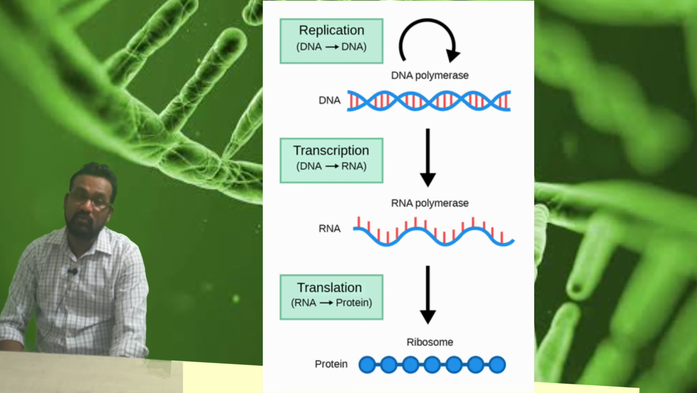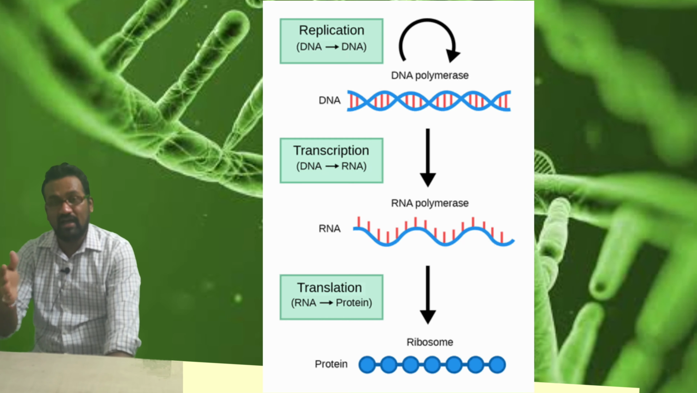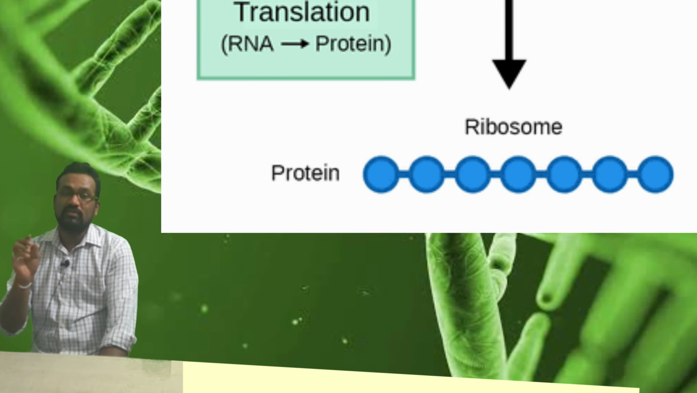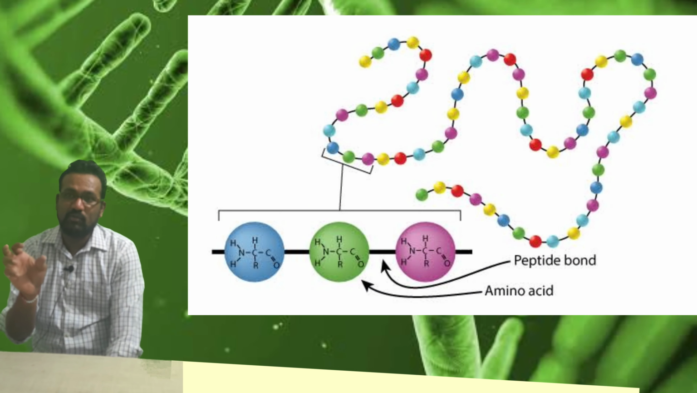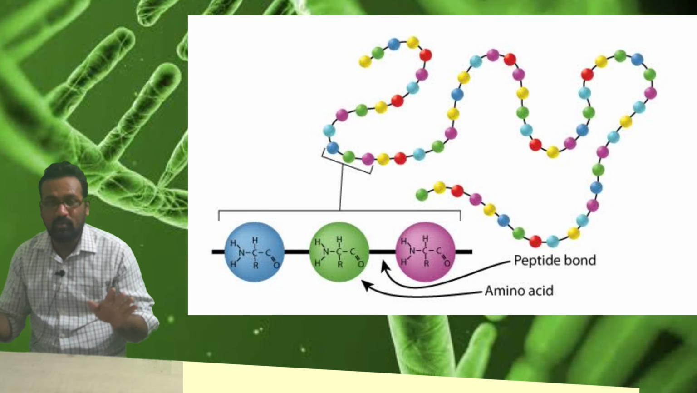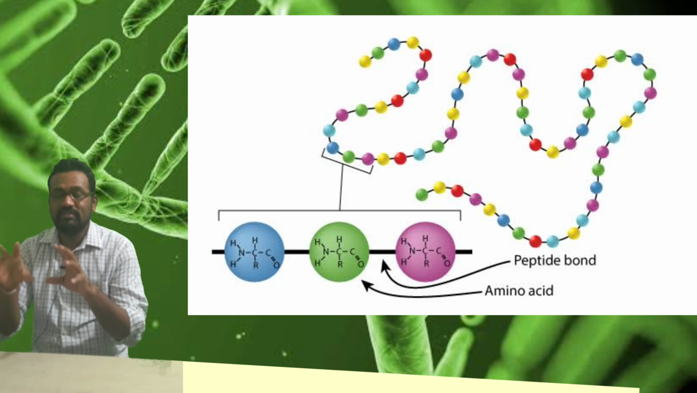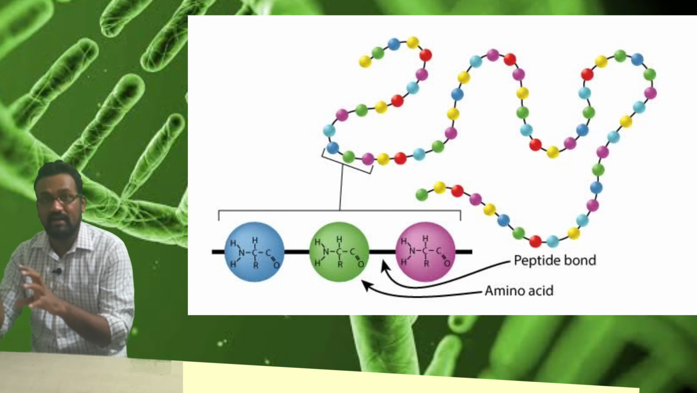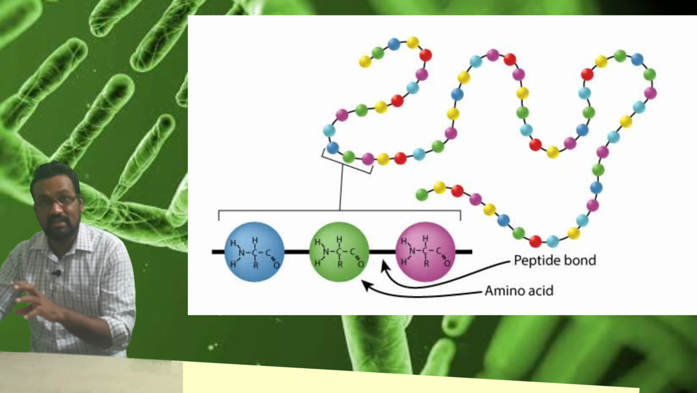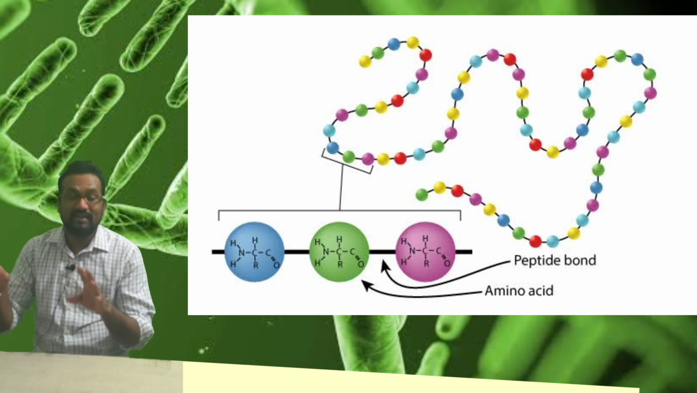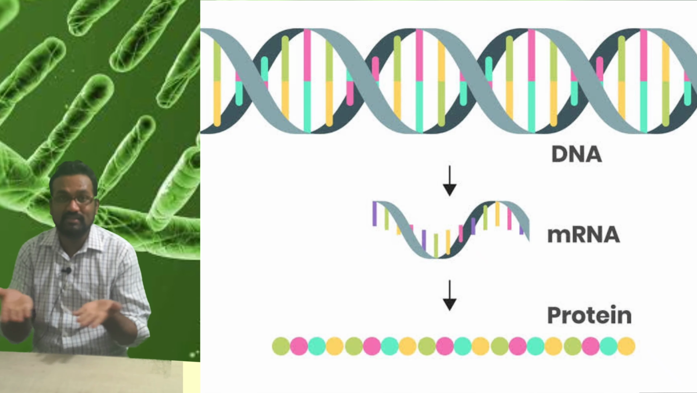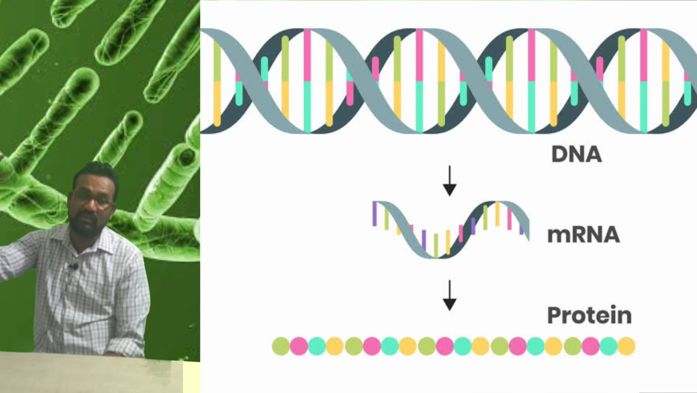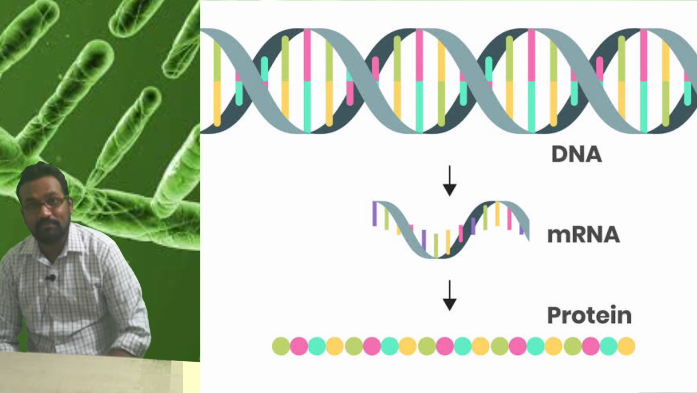I have just told you that information from DNA passes to the RNA, and from RNA it passes to the protein. In protein you have a chain of amino acids. These amino acids are connected to each other by peptide bonds. But which amino acid should be selected first? Which amino acid should be selected second? Which amino acid should be selected third? This is decided by the mRNA sequence. And where did this mRNA come from? It came from the nucleus, from a fragment of the gene.